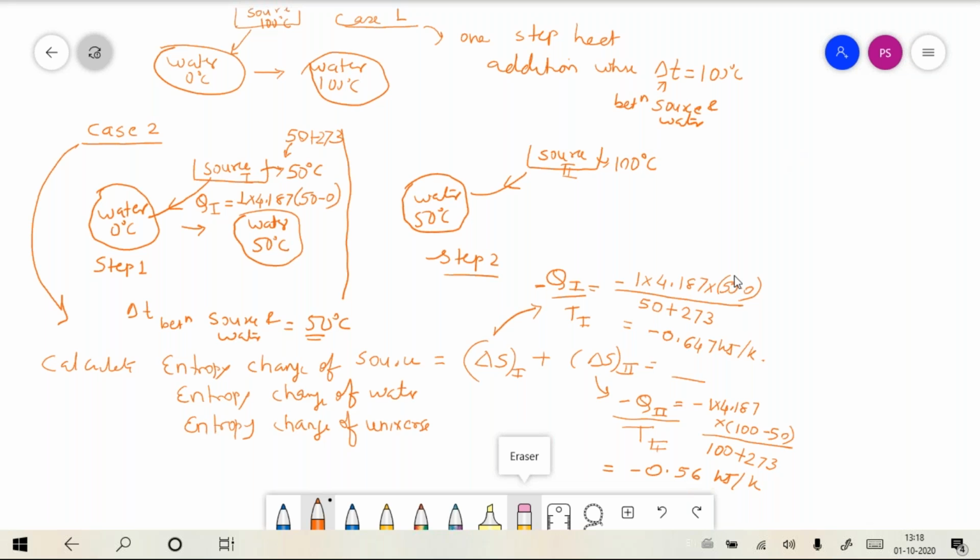So the answer is the entropy change of the source, which is 0.647 plus 0.56. You need to calculate and see for yourself. Then the entropy change of water. What would it be? Entropy change of water would be the same. You can convince yourselves by calculating that, but how to calculate it?